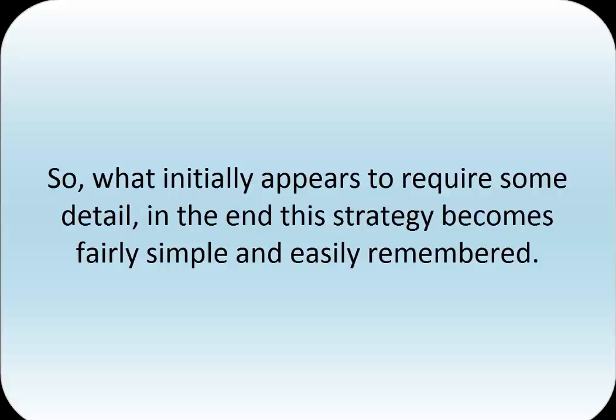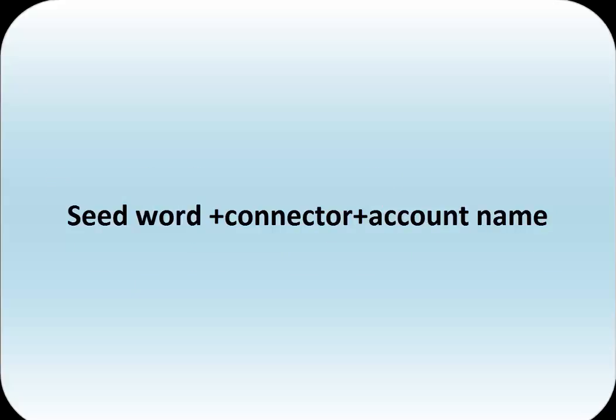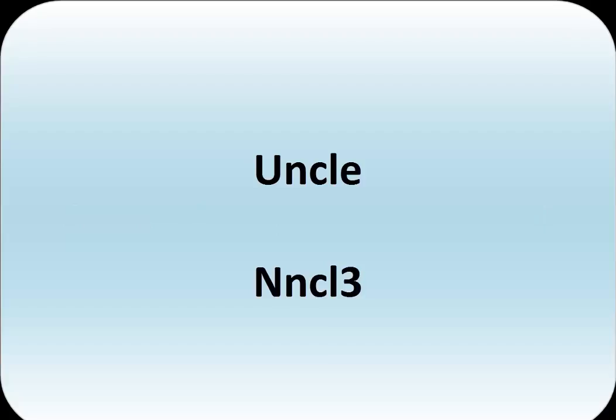So what initially appears to require some details, in the end, this strategy becomes fairly simple and easily remembered. Just remember, have a seed word plus a connector character plus an account name. And as they say, Bob's your uncle. Oh, by the way, did you see another seed word there? Capital N, lowercase n, lowercase c, lowercase l, number 3, in case you missed it.